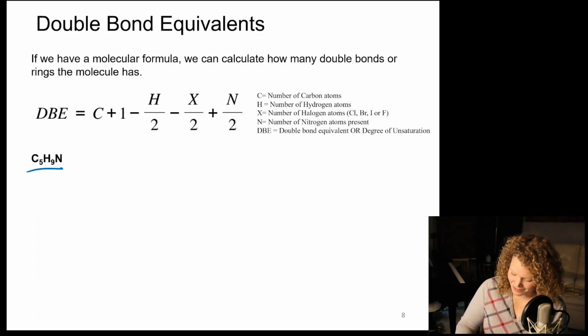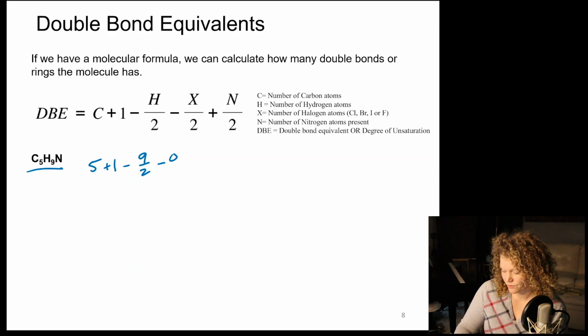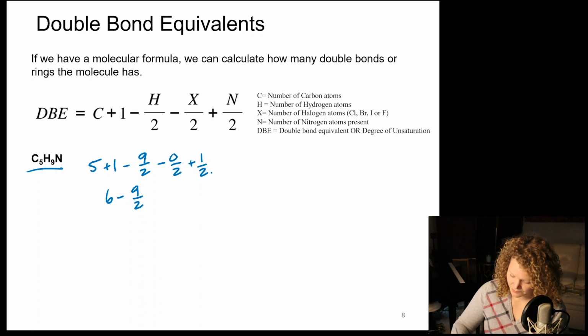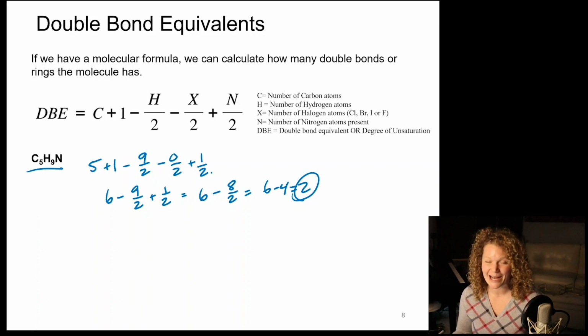All right, let's do this. So we've got 5 carbons plus 1 minus 9 over 2. We don't have any halogens, right? So 0 over 2 plus, hey, we have a nitrogen, plus 1 over 2. Okay, so 5 plus 1 is 6 minus 9 over 2 plus 1 over 2. 6 minus 8 over 2, which is 6 minus 4. I'm writing this out a little more because it's super simple to mess up your addition of fractions. So anyway, we've got a DBE of 2.